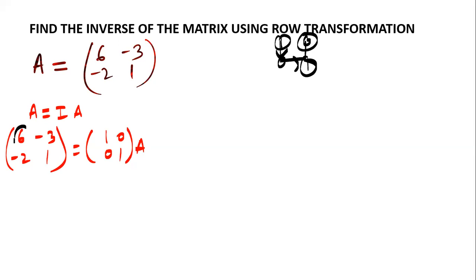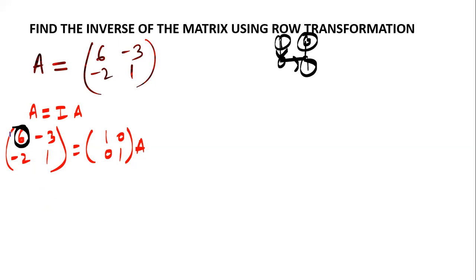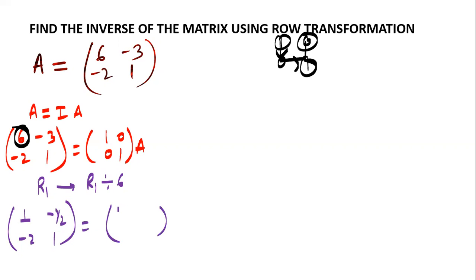So my first agenda would be, I'll make it 1. What can I do? In R1, I can divide R1 by 6. It will become 1 minus 3 upon 6, that is minus half. Minus 2 minus 1, that is second row will remain as it is. And first row dividing by 6, same operation we will do in RHS.